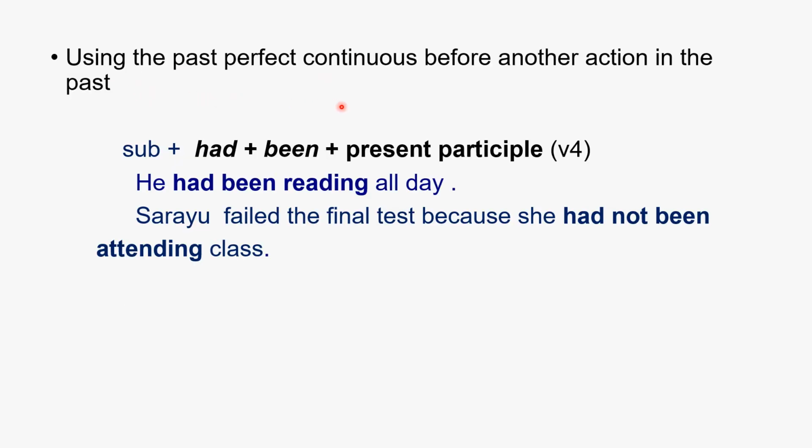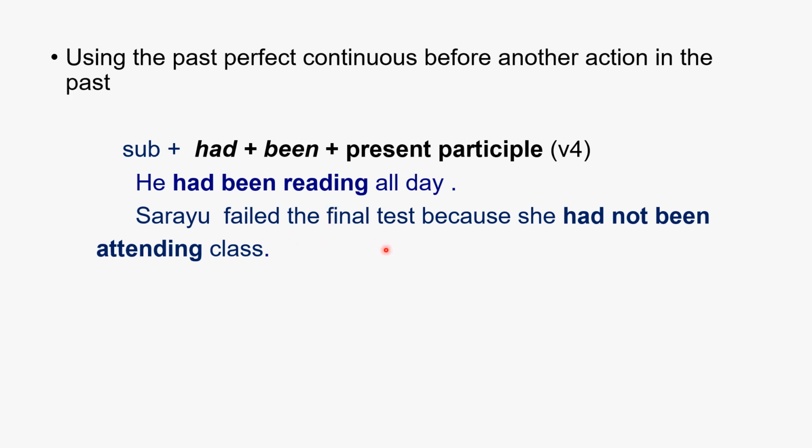Using the past perfect continuous before another action in the past. This is the formula of the past perfect continuous tense: subject plus had plus been plus present participle of the verb. That is the V fourth form. For example, he had been reading all day. Reading. This is the continuous tense. That's why we add the ing form with the verb.